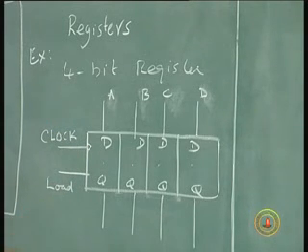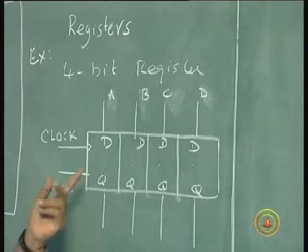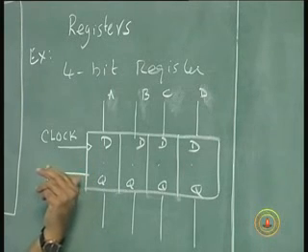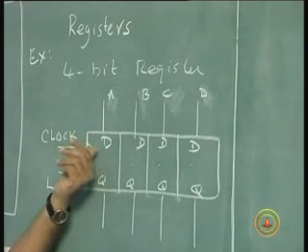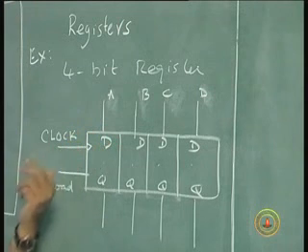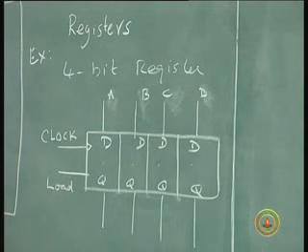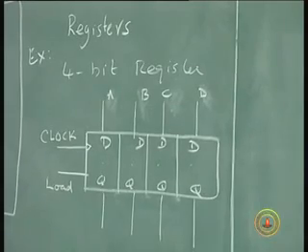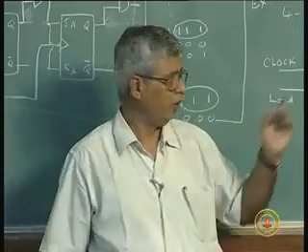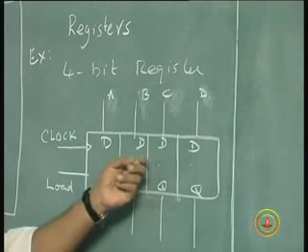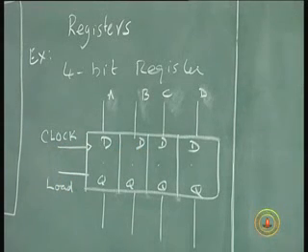Now I am going to make it such that the internal circuit is such that the clock will be applied only when the load is active, that is, the data will be stored into the flip-flops only when the load is active, not immediately when the load is active. When the load is active and the next clock pulse arrives, it can work that way. Or I can say simply load will put the data in.